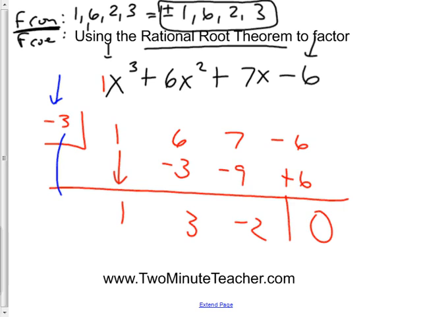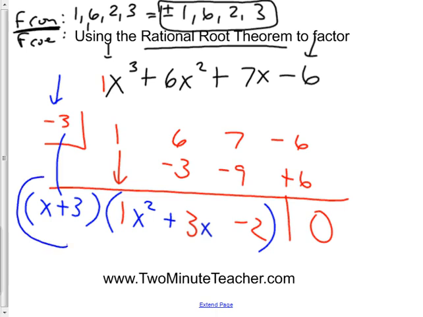This comes down and makes a factor for me of x plus 3. And then this part gives me the rest of my answer. This is how many x's I have. This is how many x squareds I have. And then I put a plus right in there. And there is my final factored expression. And I factored it using F con over F co, or the rational root theorem, and synthetic division.